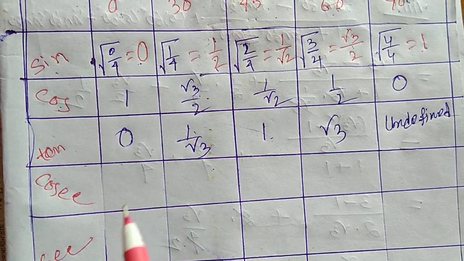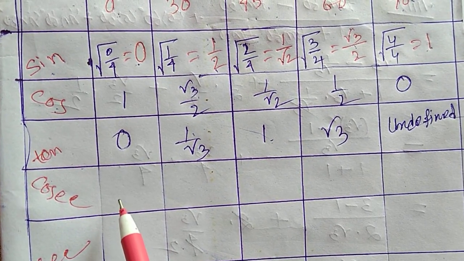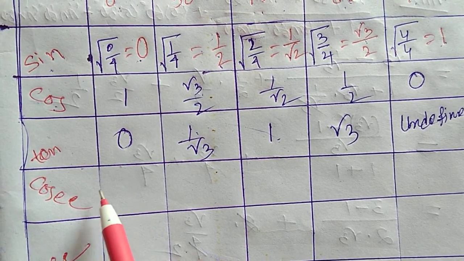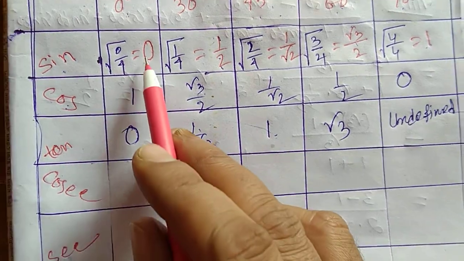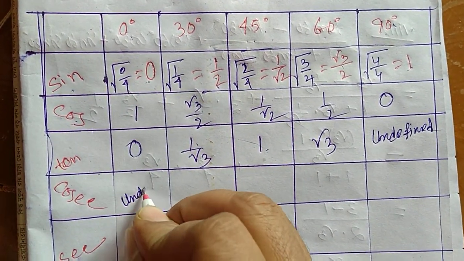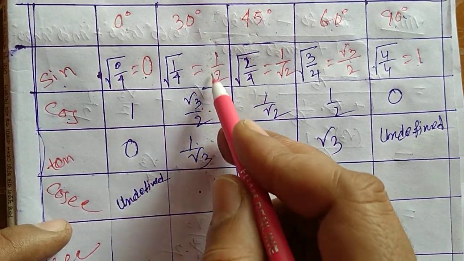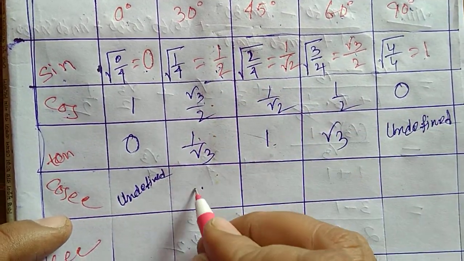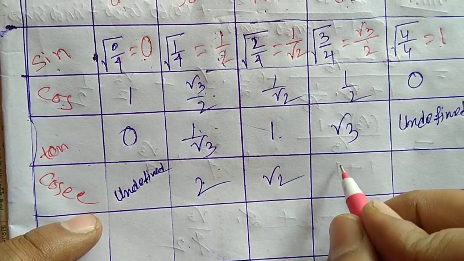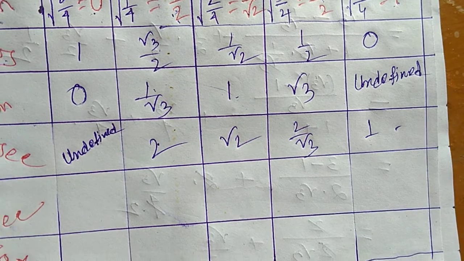Similarly, everyone knows that cosec is the reciprocal of sine. Suppose cosec 0 degree, it will be 1 by sine 0 degree, that means 1 by 0, which is undefined. And cosec 30 is the reciprocal of sine 30, so it will be 2. Cosec 45 is the reciprocal of sine 45, root 2. Cosec 60 is 2 by root 3, and cosec 90 is the reciprocal of 1, which is 1 by 1, that is 1.